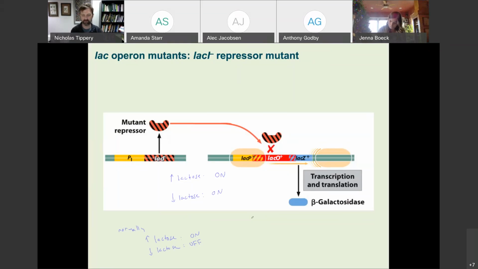So that tells us a lot about what the repressor is doing. If we mutate the repressor, then transcription stays on. So that must have been its job, to turn off transcription, right?